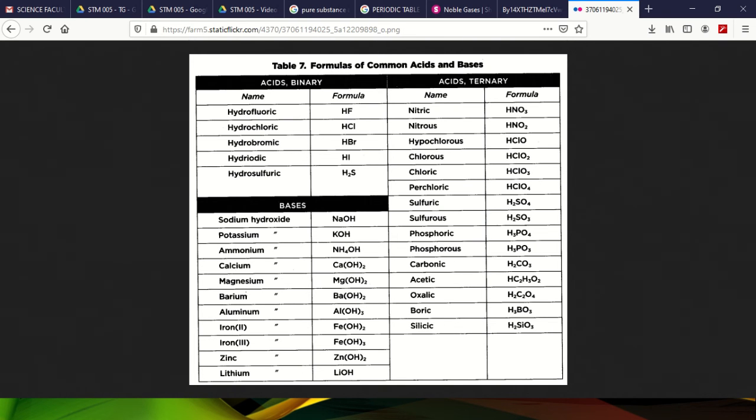Now these are the different formulas for common acids and bases. Using the formula, we can determine if the substance is an acid or a base. As I have said earlier, acids generally have H at the beginning of their chemical formula, such as these ones. We have hydrofluoric, hydrochloric, hydrobromic, hydroiodic, and hydrosulfuric. Bases generally have OH at the end of their chemical formula. These include sodium hydroxide, potassium hydroxide, and whatnot.